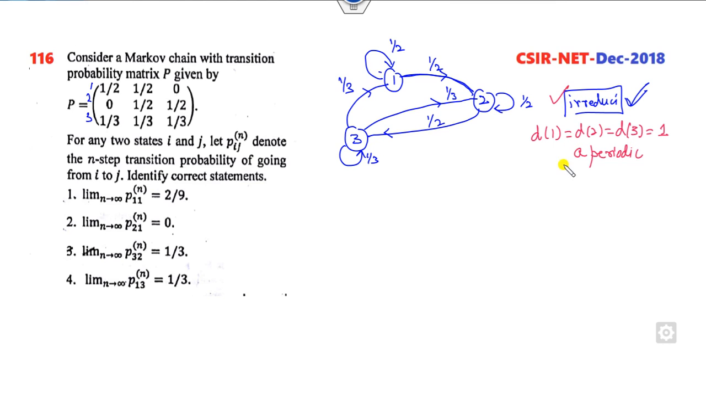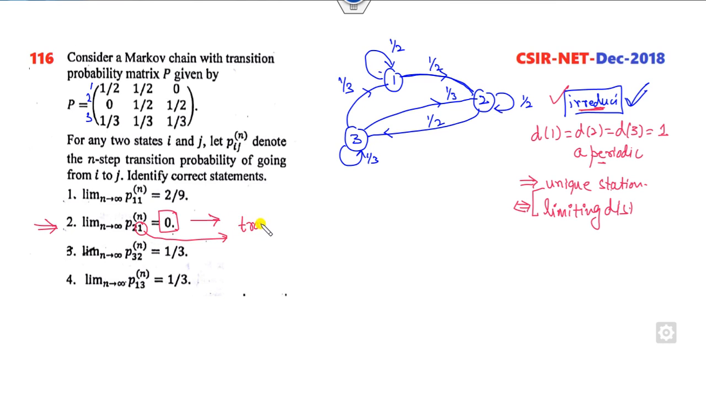So it is irreducible and aperiodic, which means it has a unique stationary distribution. But they are talking about the limiting distribution. Since it is irreducible and aperiodic, the stationary distribution is the limiting distribution. Now how can you find that? That's a very simple target. I will tell you one more simple remark. The limiting distribution is 0 only when the index you have written here is transient. If you prove that i is transient, then this is the right answer. Otherwise this is the wrong answer.